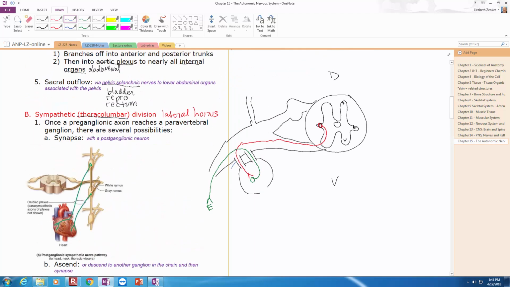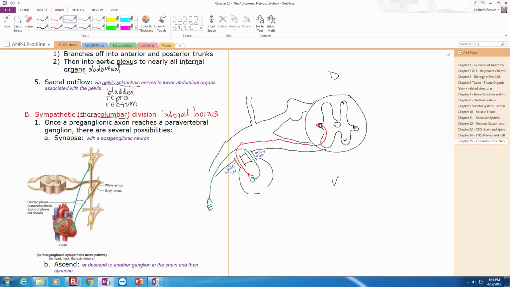So the first one is the white ramus, and that's always in, never out. White is in, okay? And then the gray ramus is always out. So it's a one direction gate there, okay?